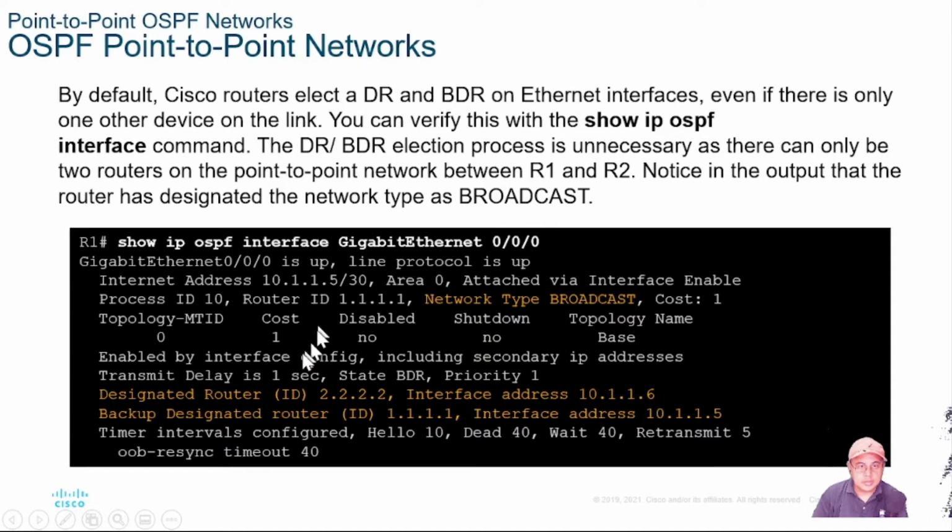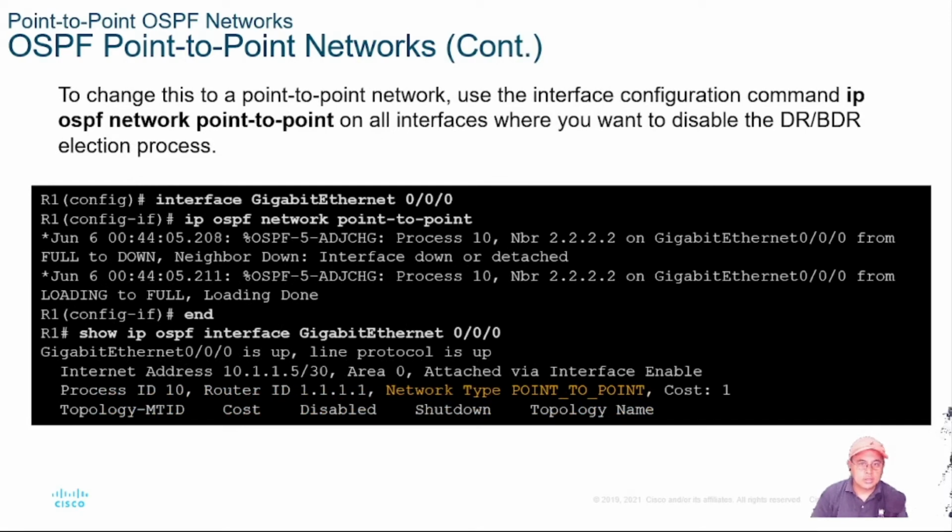And then router 1 has designated the interface 2.2.2.2 as the designated router, and the backup designated router is 1.1.1.1. Automatically, the election of DR and BDR happened in the broadcast type network. Now, if you want to avoid the automatic election of a DR and BDR, we should convert this broadcast network type into network type point-to-point.